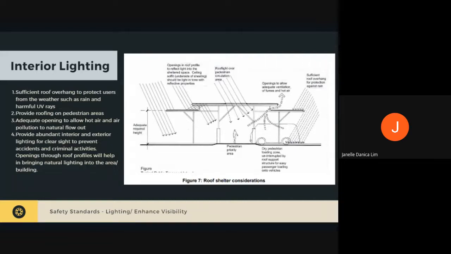Then, second is to provide roofing on the pedestrian areas. Third is to provide adequate opening to allow hot air and air pollution to naturally flow out, especially as this is the bus terminal, so there's going to be a lot of air pollution and it's going to be really hot. Then fourth is to provide abundant interior and exterior lighting for clear sight to prevent accidents and criminal activities. Openings through roof profiles will help bring in more natural lighting into the area or building.